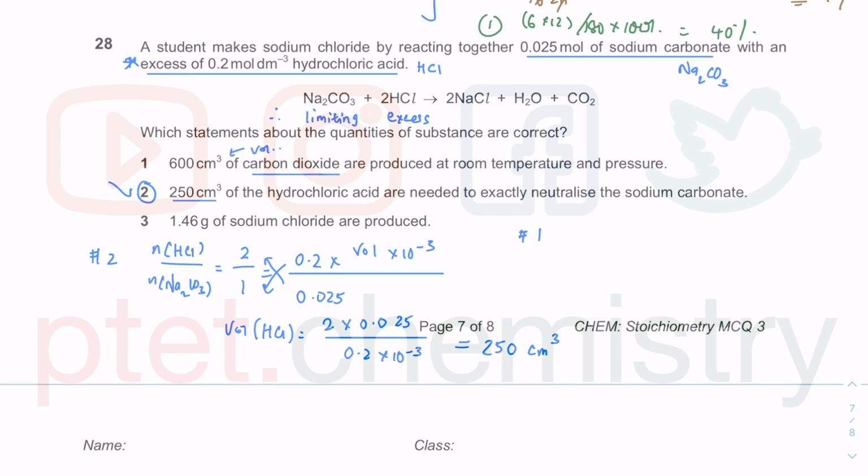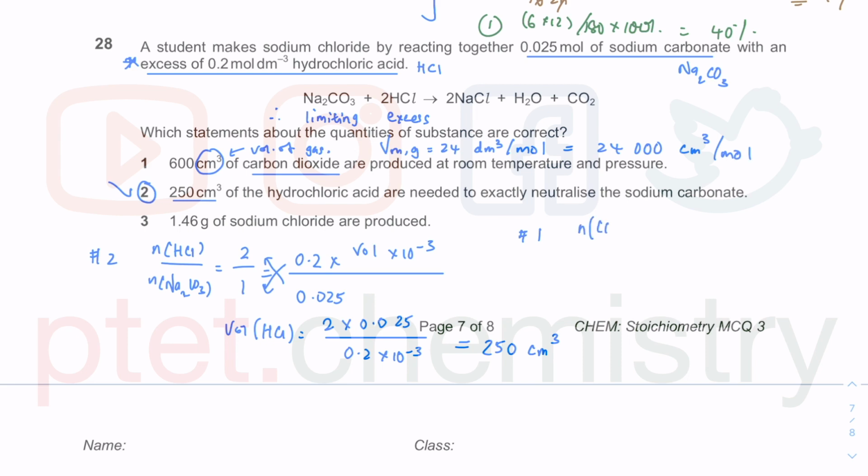This is the volume of gas, and I have to relate the volume of gas with the molar volume of gas, which is 24 dm cube per mole. But if you read this question carefully, it's in cm cube, so I've got to use 24,000 cm cube per mole as the molar gas volume.